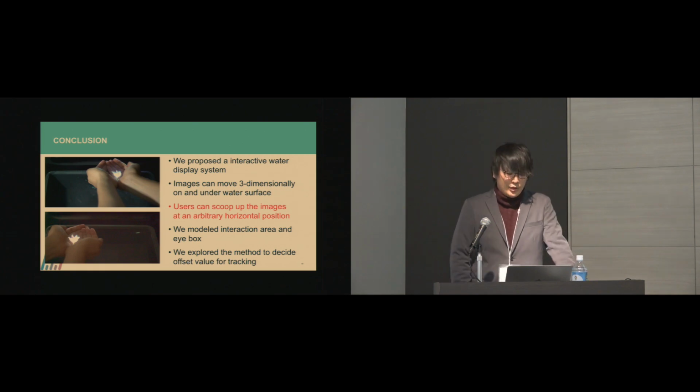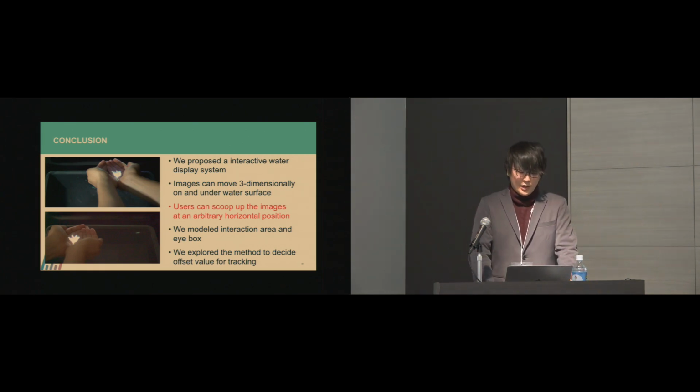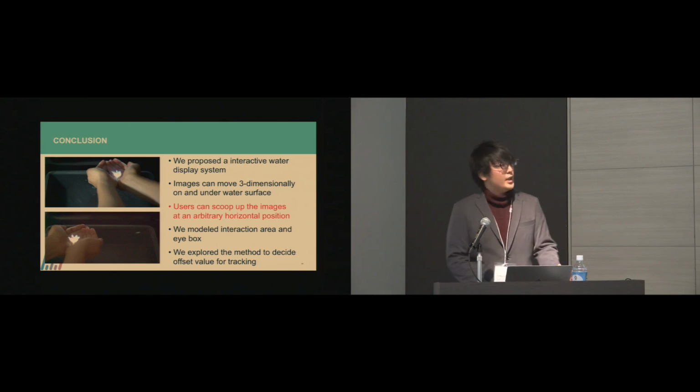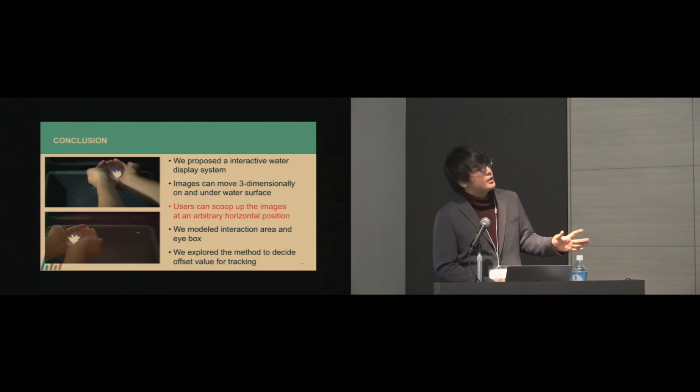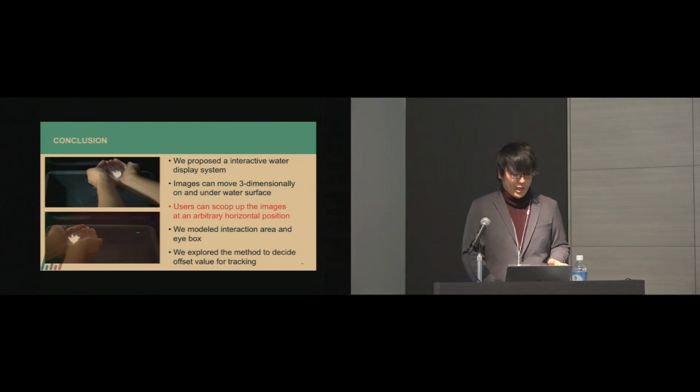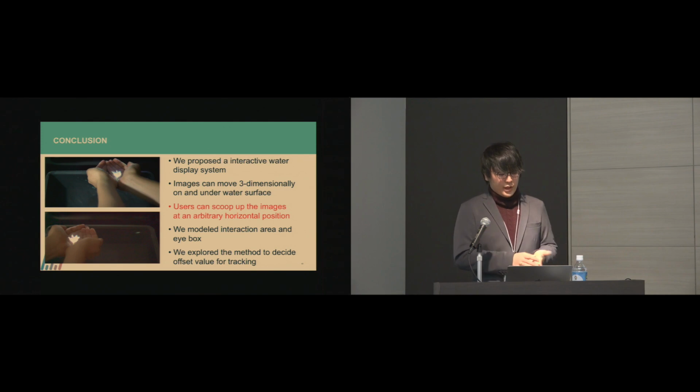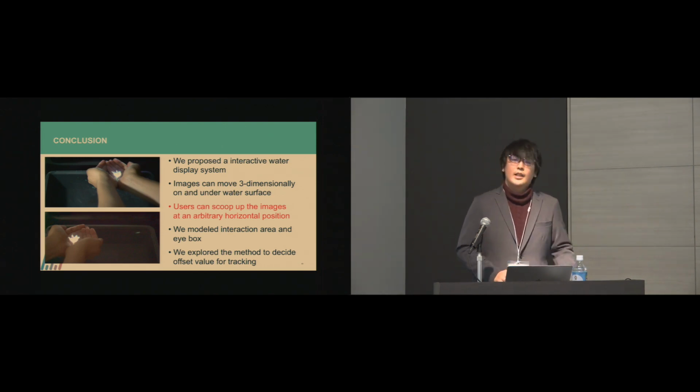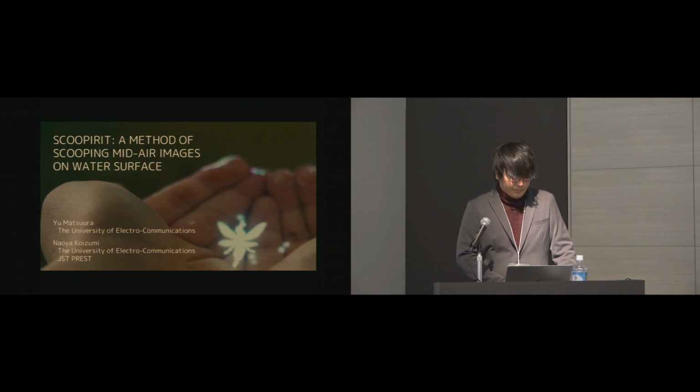In conclusion, today we introduce our system, Scoopirit. Scoopirit can display a media image on the water surface and an underwater image. The image can move three-dimensionally, and the user can scoop up the image at any horizontal position. And we modeled the interaction area and eyebox, and we explored the method to decide the offset value for tracking. Thank you for listening.